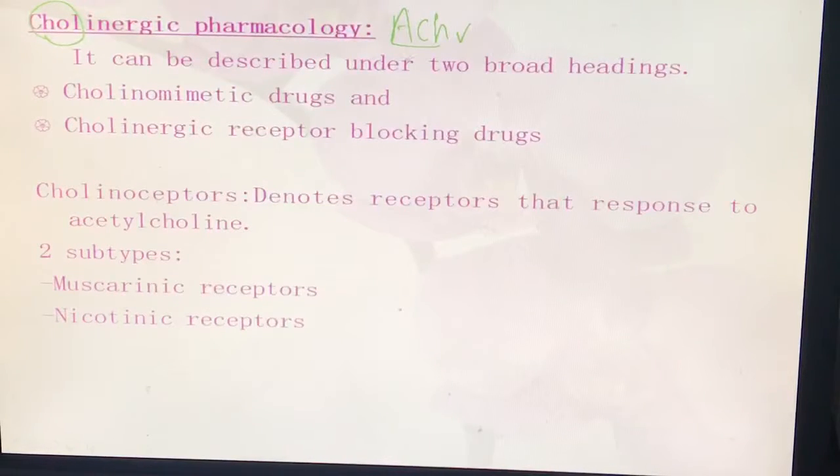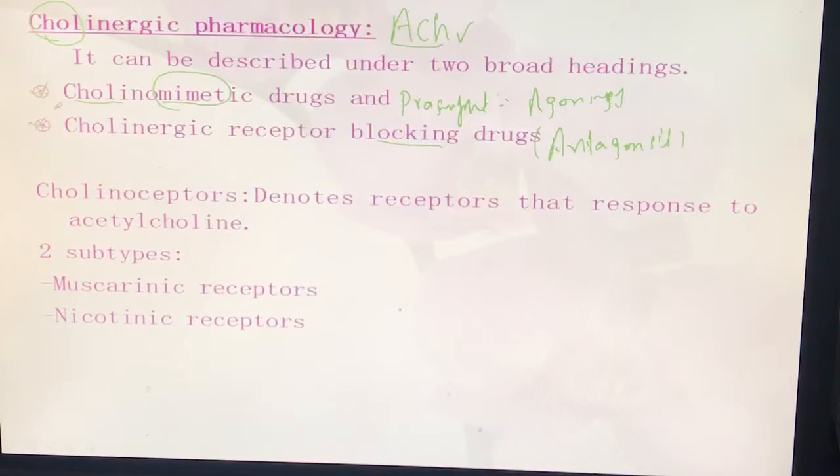From a pharmacology perspective, the drugs we use for the parasympathetic system work in the same fashion as the parasympathetic system, so these drugs are copying the parasympathetic system. That's why they're called cholinomimetic drugs. The cholinomimetic drugs and the cholinergic receptor blocking drugs have common names: parasympathetic agonist and parasympathetic antagonist.